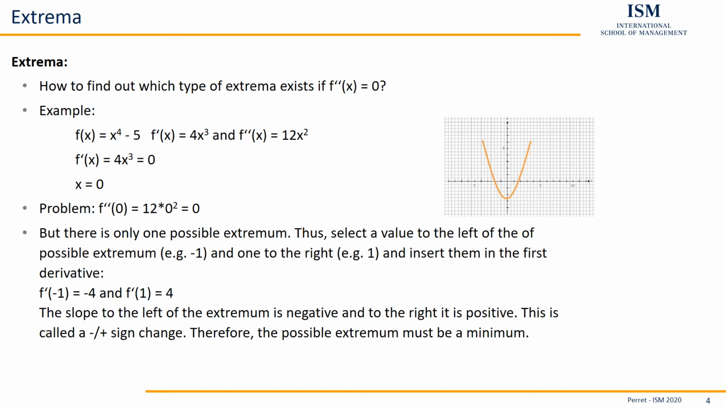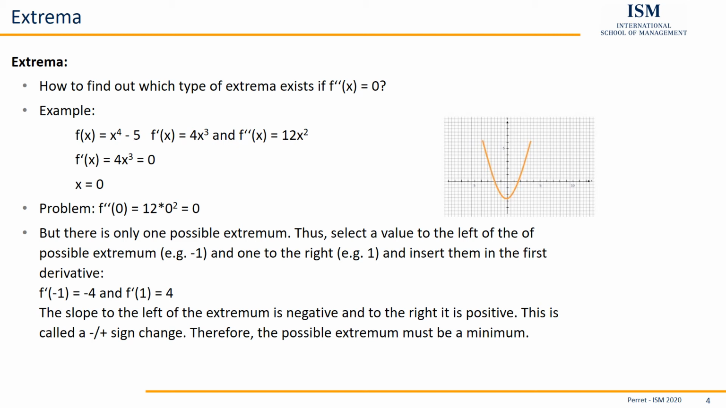So what can we do? We can use the so-called sign change criterion, meaning we select a value on the left of the possible extremum and one value on the right, and we insert both of them in the first derivative. So here we have the value of 0, so we select minus 1 and we select 1. Minus 1 is smaller, 1 is larger than 0, and we insert them into the first derivative, giving us for minus 1, minus 4, and for 1, 4.